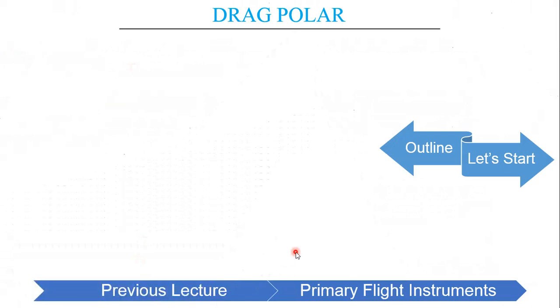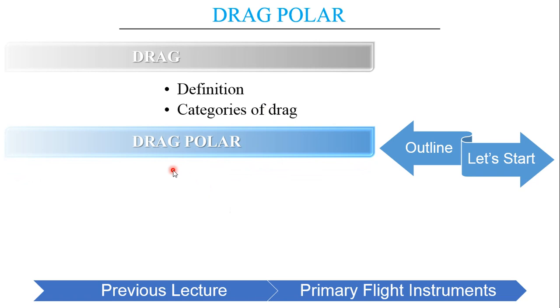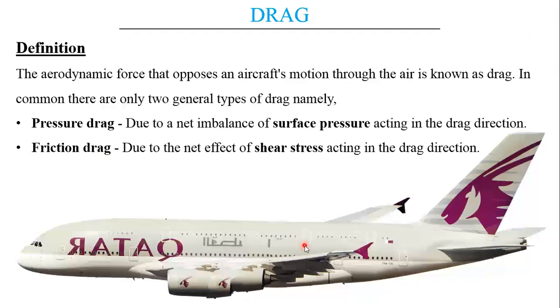In the previous lecture, we did know about the primary flight instruments, the link to which will be provided in the right top corner, and let's get an outline of this session. At first, we will be knowing about the drag, the definition of it, and the categories of drag. Further, we will be proceeding into the core portion of this session, that is the drag polar, and we will be knowing about the equation and the graph associated with the drag polar, and we will be getting a few insights regarding the drag polar. And further, we will be deriving the drag polar equation, and in particular, we will also be knowing about the induced drag coefficient. Let's get started.